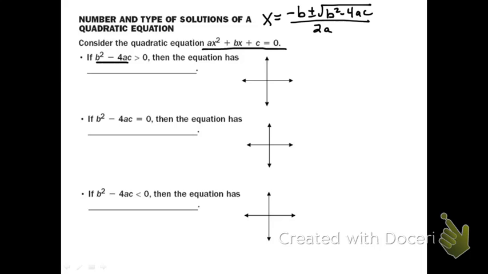You'll notice this little calculation here, this b squared minus 4ac shows up right in here.